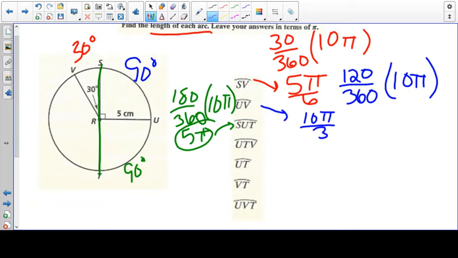So we've done the first 3, so now I'm going to do number 4, which is UTV. I'm going to erase this part so I can see some more. So we need to figure out what that other piece of my circle is. A couple different ways. You could take 360 minus 90, minus 90, minus 30. Or you could see that here is, again, the diameter, which is 180 degrees. You already have 30 of it. So you could just take 180 minus 30, which would give you 150.